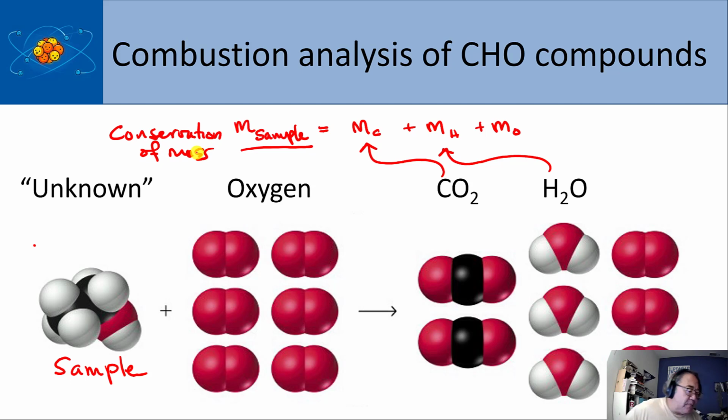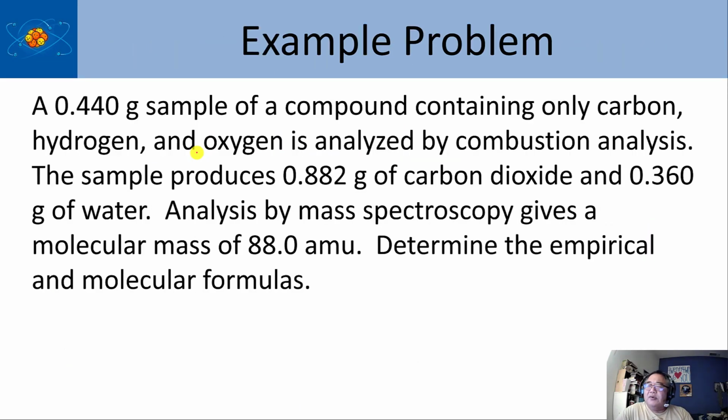Okay, so here's the problem. And these problems are all very long in their words, but we just need to pick out the key bits of information. So it says, a 0.44 gram sample of compound containing only carbon, hydrogen, and oxygen is analyzed by combustion analysis. The sample produces 0.882 grams of carbon dioxide and 0.36 grams of water. Analysis by mass spectroscopy gives us a molar mass or molecular mass of 88.0 atomic mass units. Determine the empirical and molecular formulas.